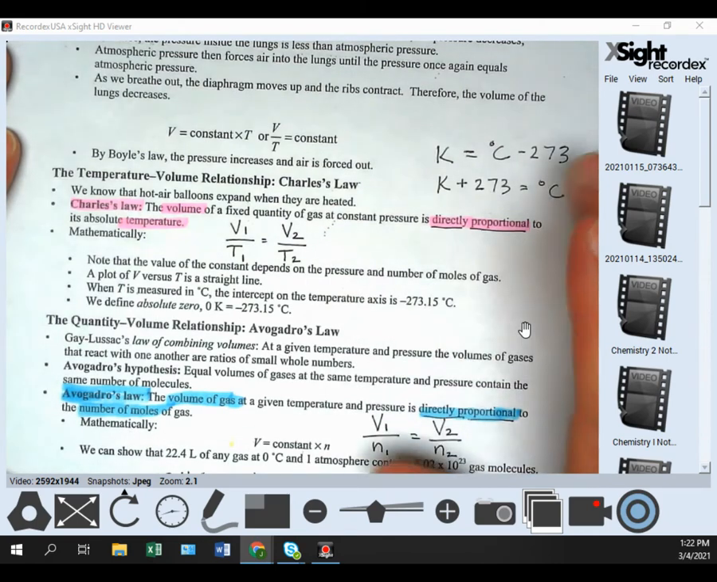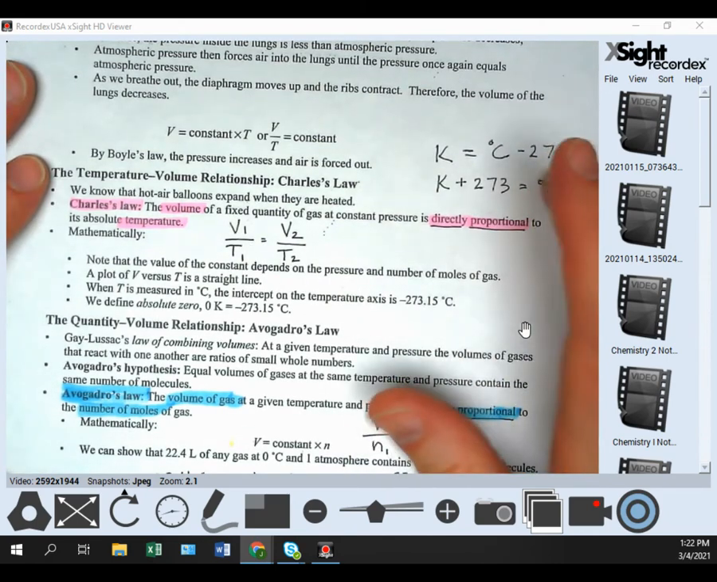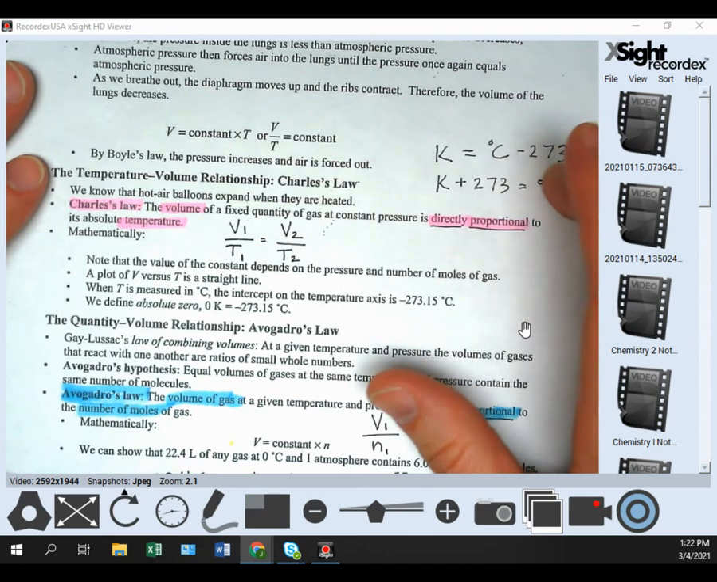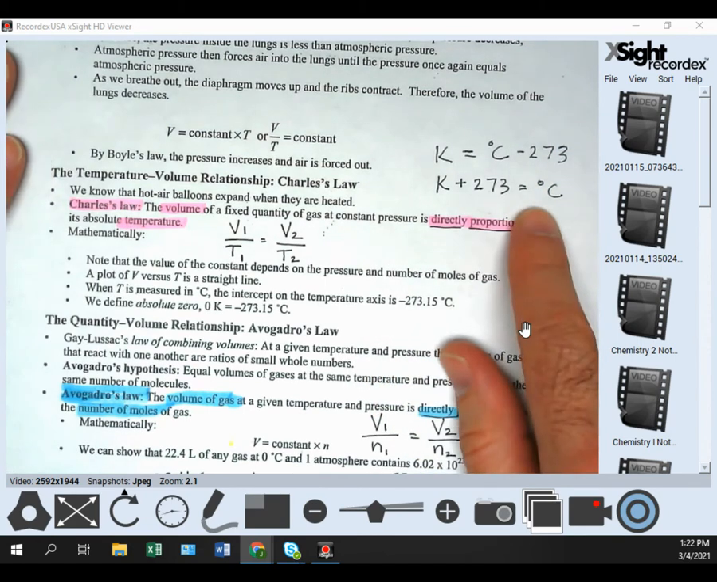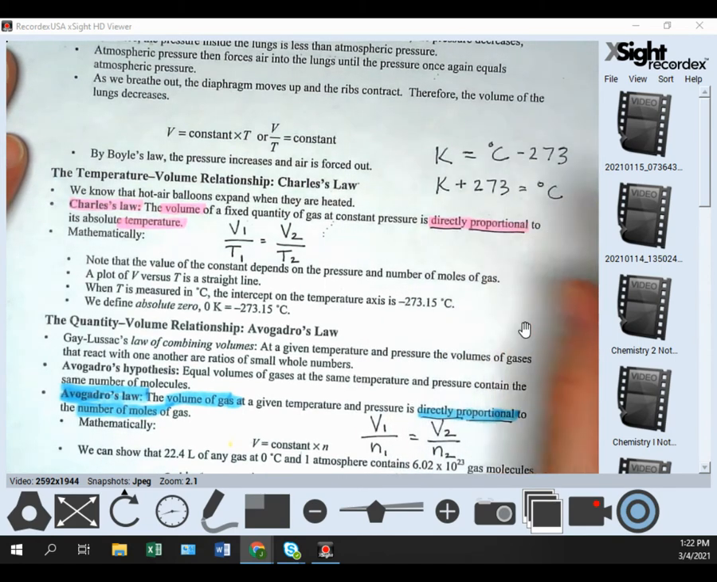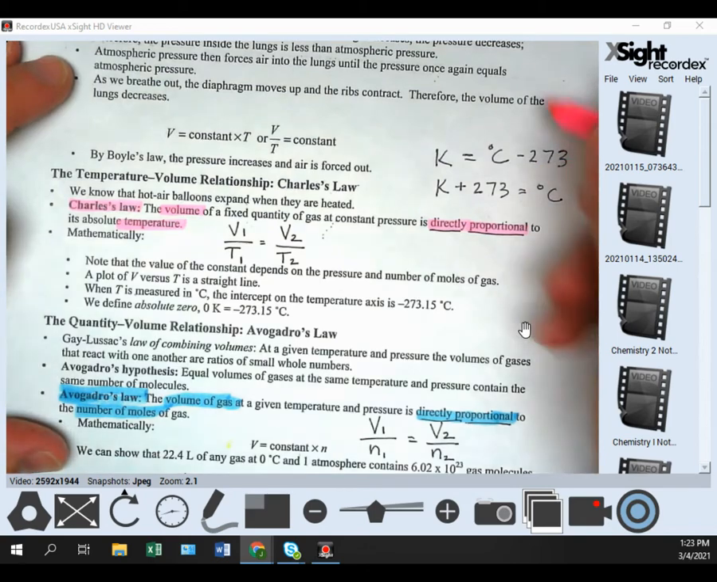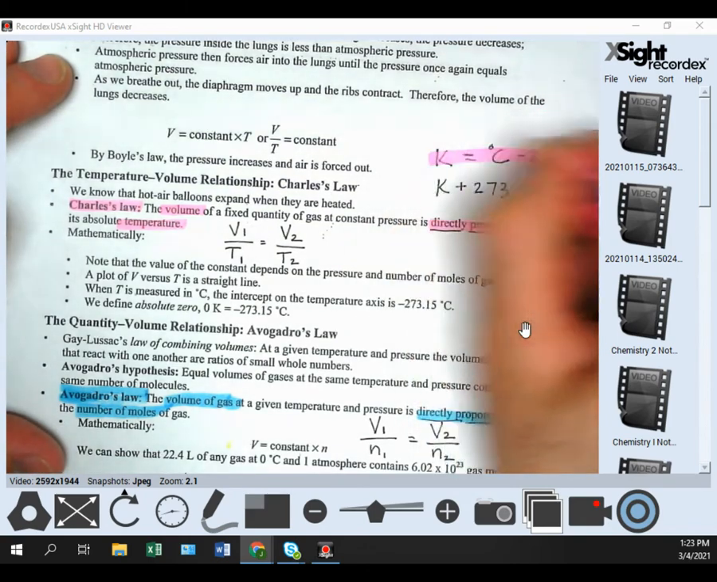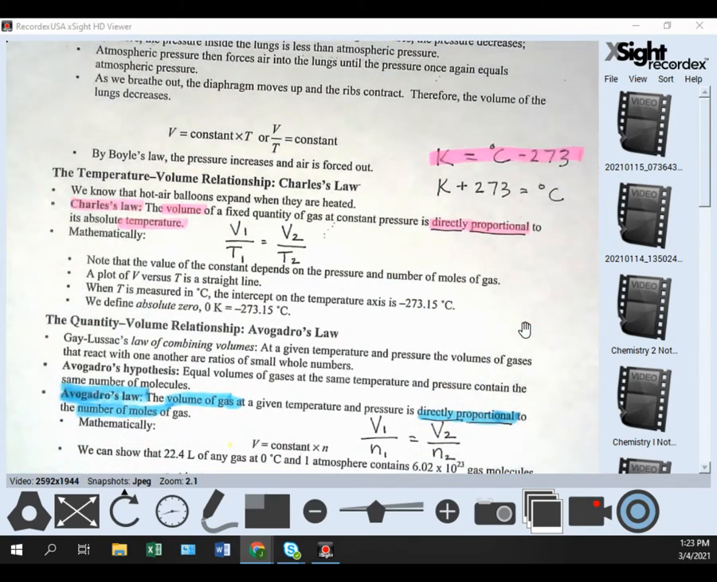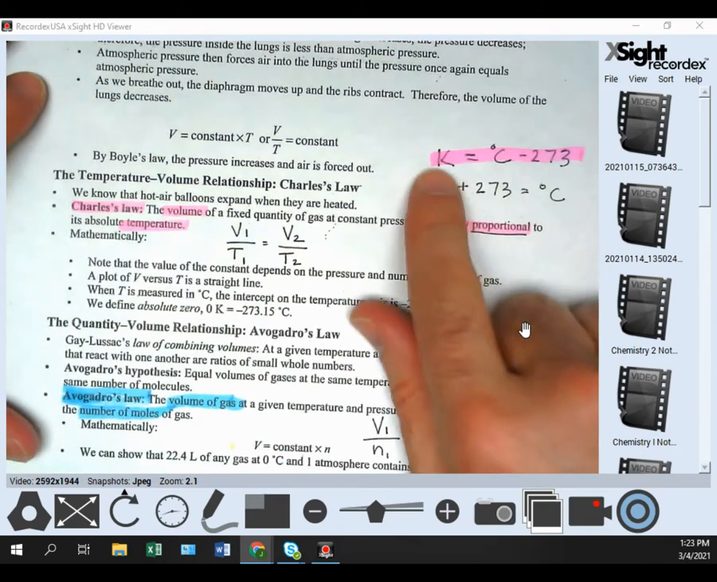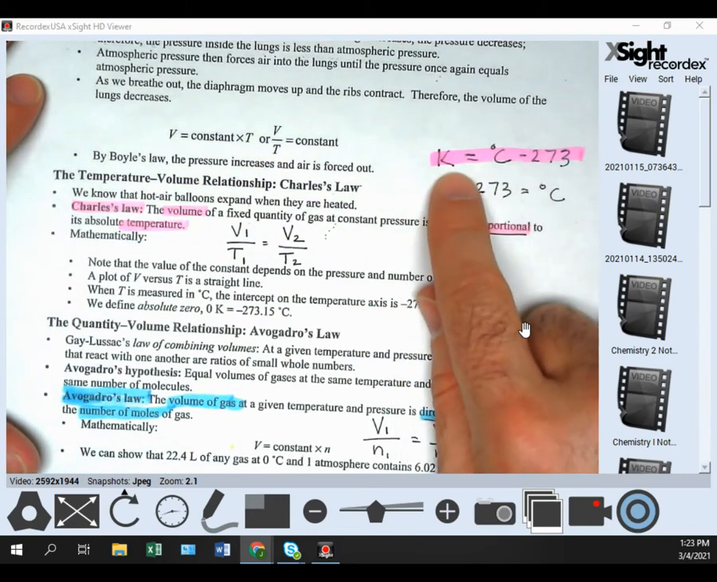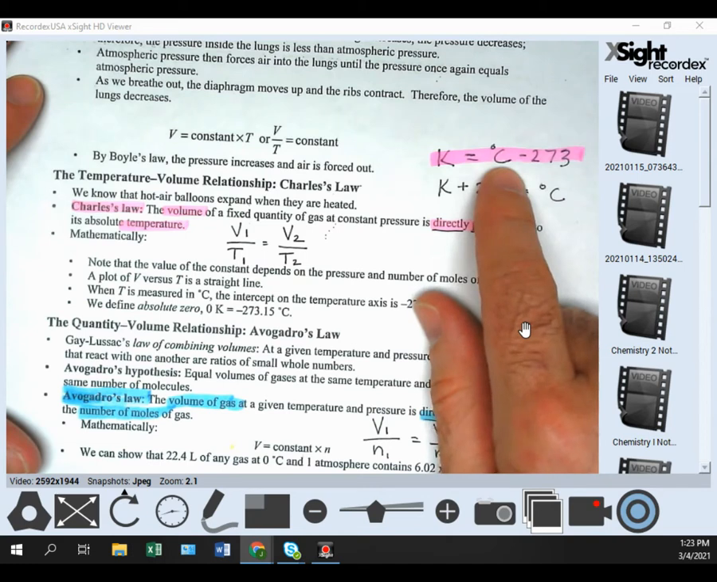One thing to note, and I think I have this written on the 10.4 as well: temperature for these problems has to be in Kelvin. You will not get the right answer unless you put it in Kelvin. The top one would be the conversion into Kelvin. So you take the degrees Celsius.